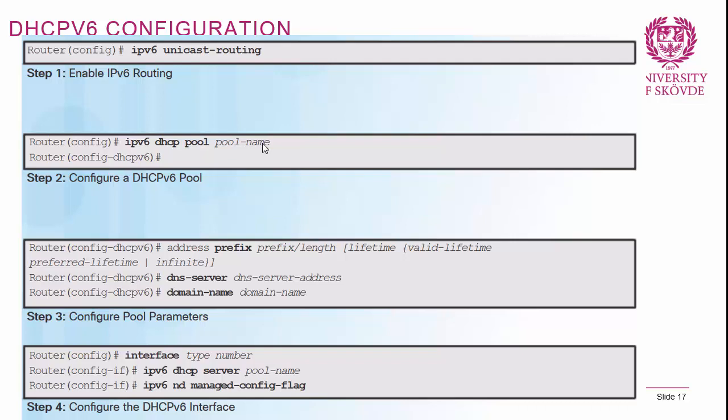So what we have to do next is configure DHCP version 6 on the interface. We go interface type number, so we get into interface configuration mode, and then we have to explicitly configure this interface to use the DHCP pool. That's the difference from IPv4. So we do ipv6 dhcp server and the pool name, and then finally we have to set the managed or other config flag, depending on if we want stateful or stateless IPv6 DHCP.